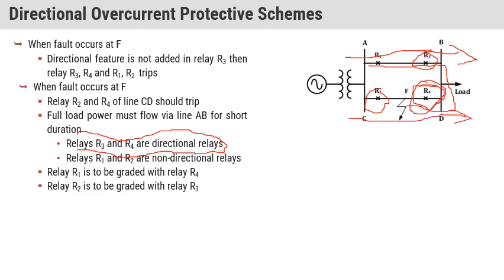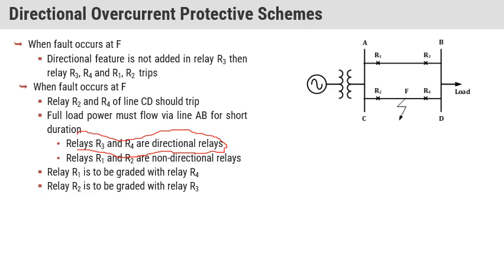in both transmission lines. But when a fault occurs somewhere here, the current in R4 will change. R4 should be a directional relay so that it will sense the wrong direction of current flow, and it will open. So both relays at the load end should be directional, and relays at the source end should be non-directional. This is a general statement.